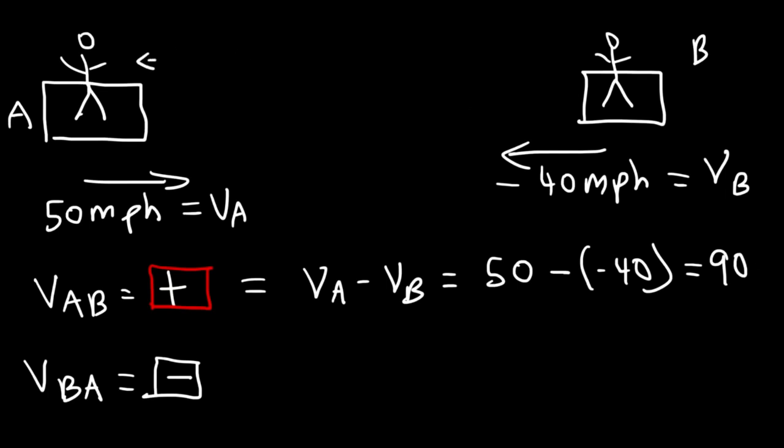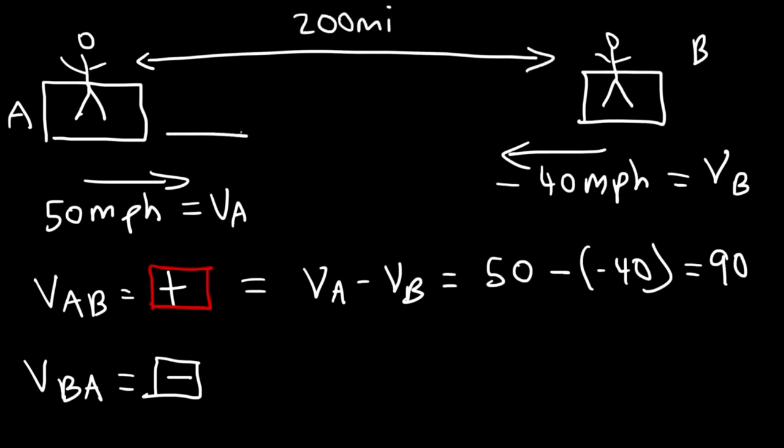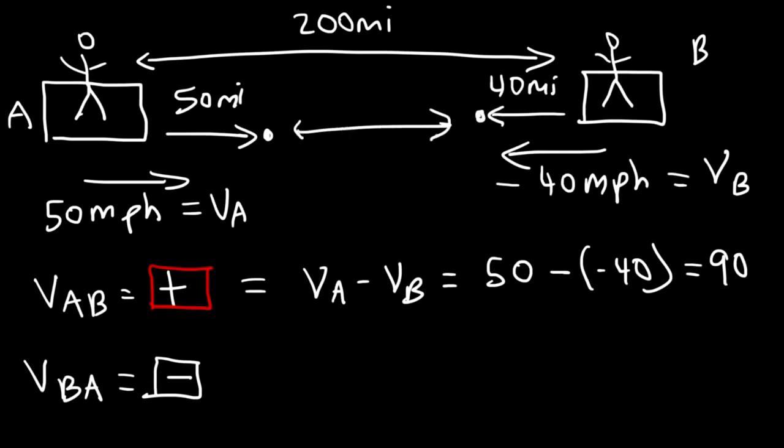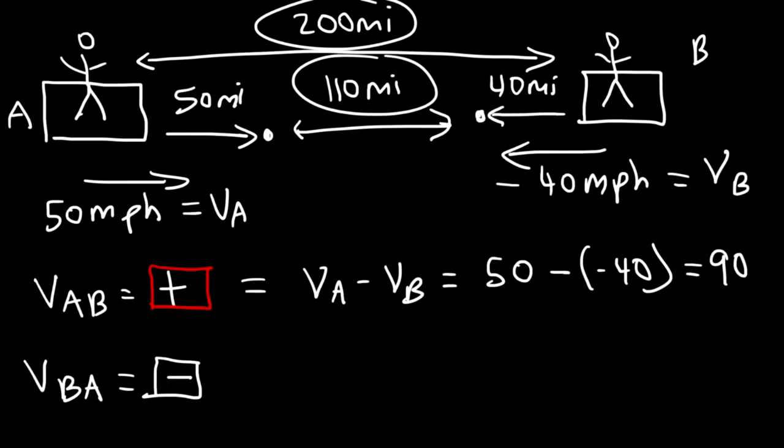So let's say they were initially 200 miles apart. In 1 hour, A is going to move 50 miles. And also B is going to move 40 miles towards the left. So now, if A is located at this point and B is right here, they are now 110 miles away from each other. So therefore, the distance went from 200 to 110. The distance decreased by 90. So therefore, the relative velocity is 90 miles per hour. Every hour, the distance between them will decrease by 90.